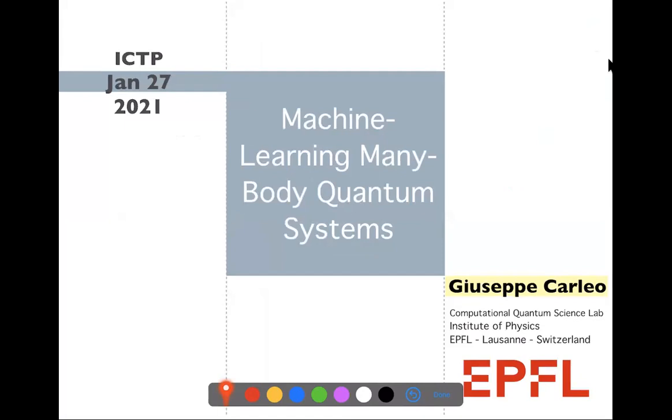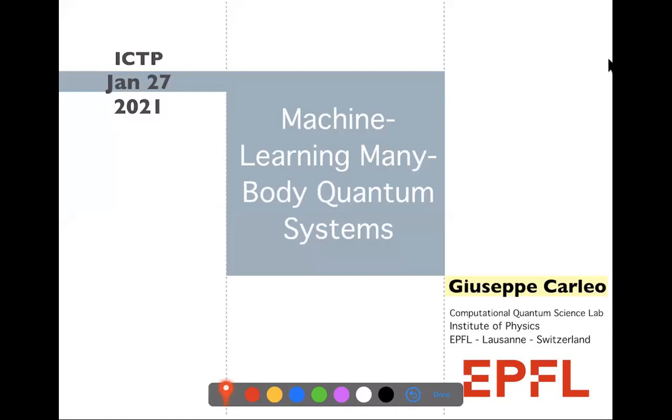Thank you, Asia, for the introduction, and also, of course, thanks to all the organizers for having me here today. I'm always very happy to be at ICTP, even though this time only virtually, and I will have to skip the nice view of the sea. But I'm really happy that this school could still be done online.